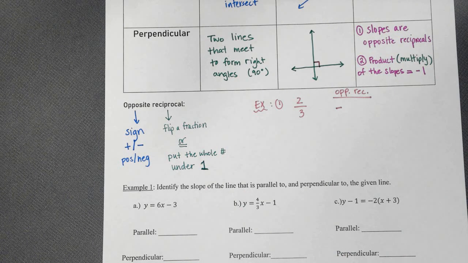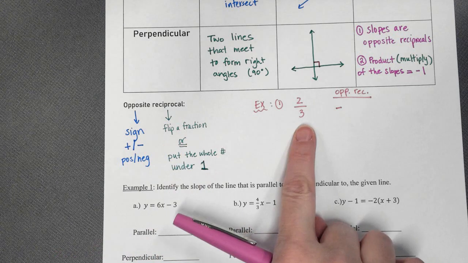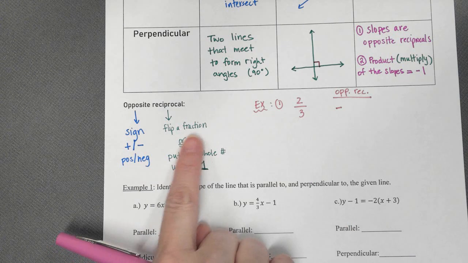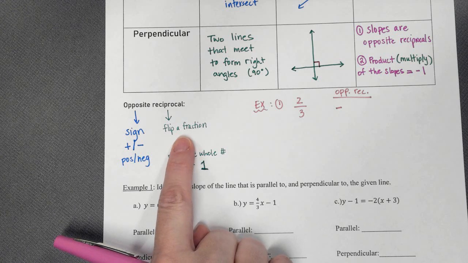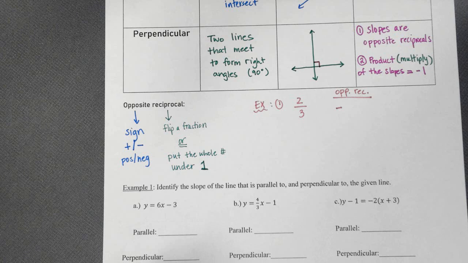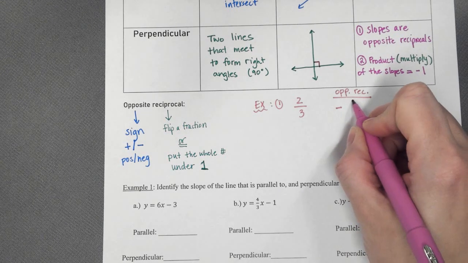Do you think you could do the reciprocal part without me? Just based on this definition? Because this is a fraction, right? So all you have to do is flip it. What does that mean? Yeah, just switch the top and the bottom. So this would be negative 3 over 2.